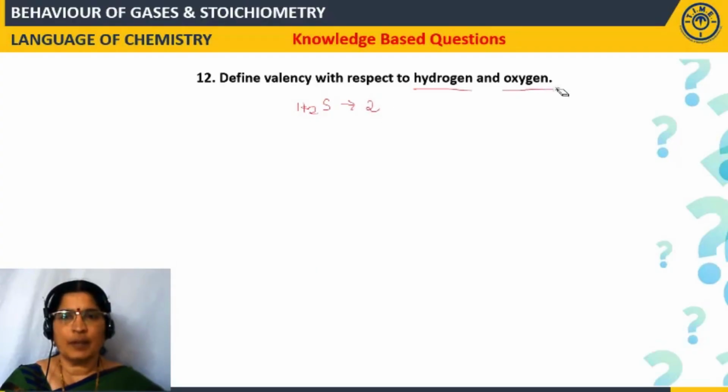Now with respect to oxygen, valency is defined as double the number of oxygen atoms with which one atom of an element can combine. For example, in sulfur dioxide, one atom of sulfur combines with two atoms of oxygen. Therefore, valency of sulfur is 4. If we consider sulfur trioxide, then the valency of sulfur becomes 6.